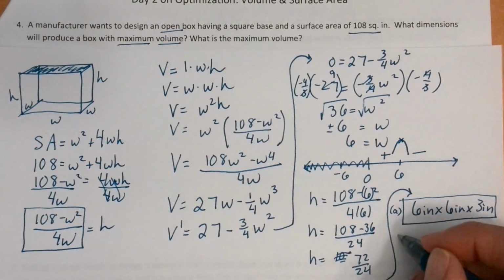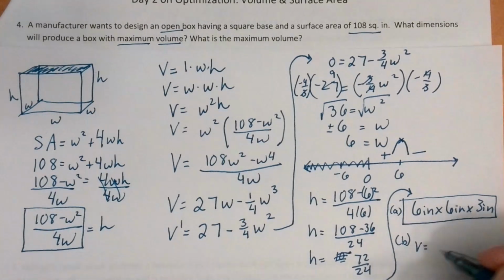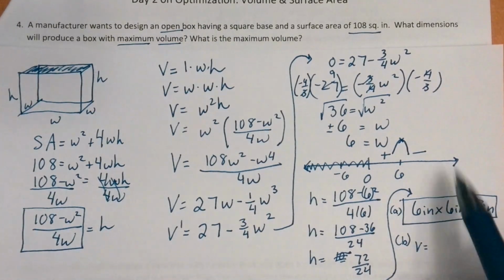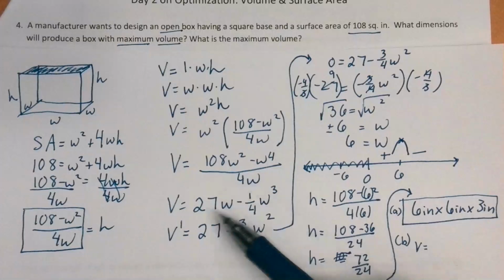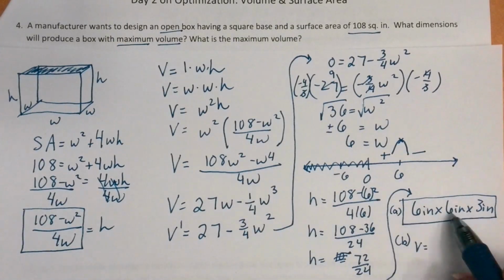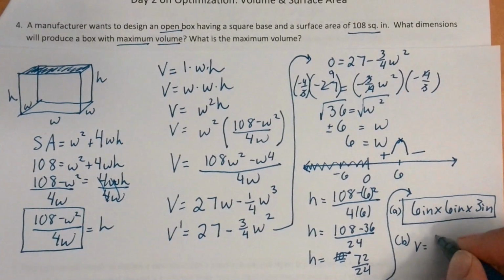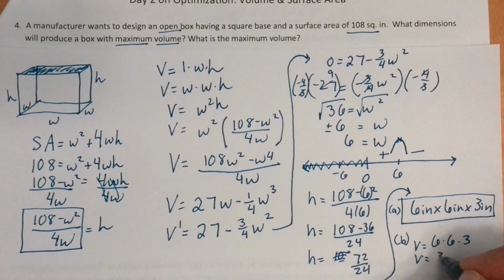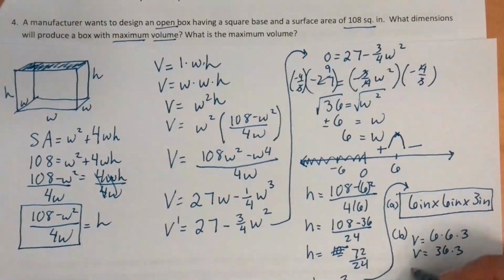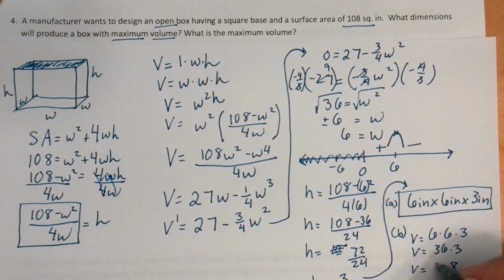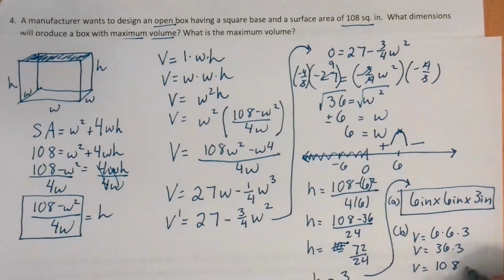Part B, to find the maximum volume, if you just had the width, you could substitute your width into your volume formula. But in this case, we already found all three dimensions. So I'm just going to multiply those out because that's length times width times height. So 6 times 6 times 3. So that would be 36 times 3, which would be 108. And this is a volume measurement, so that would be inches cubed.